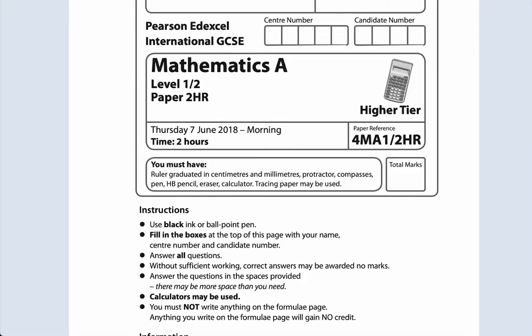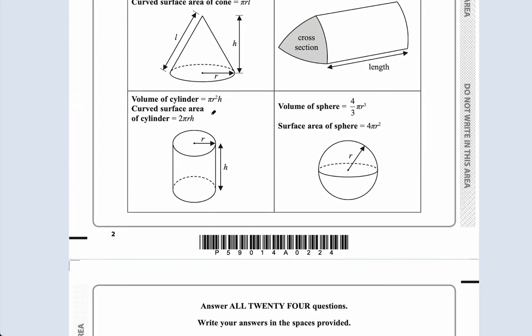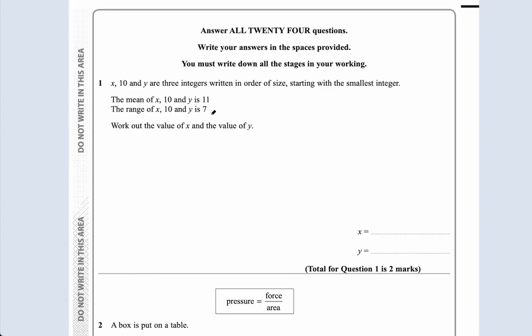Hi guys, okay, this is the June 2018 paper 2H, which is the regional one, so just don't get confused with the other paper. Anyway, you'll see straight away if it's the correct paper that you're doing.